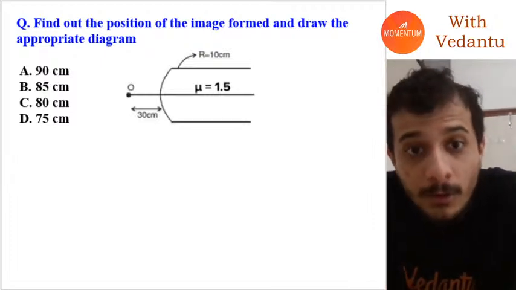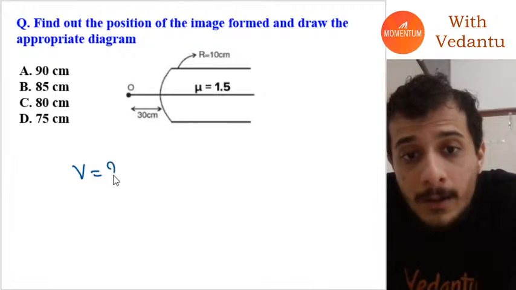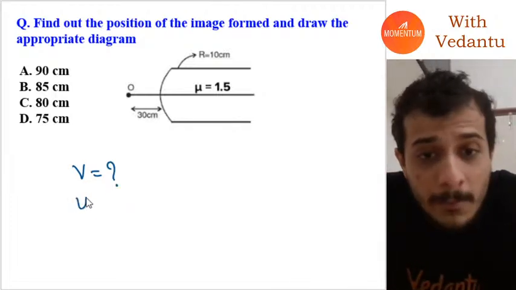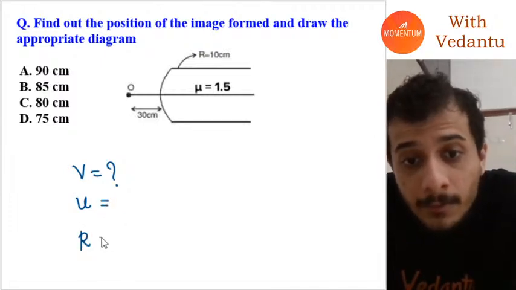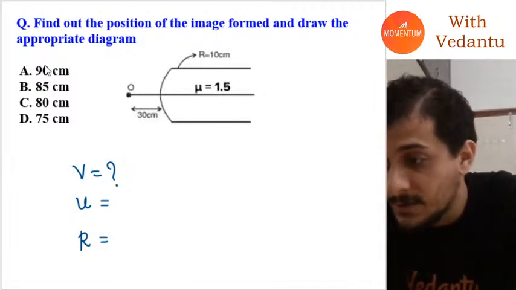First of all, how to solve this? In this case, I need to know where the image is. So I need to know the other two things: where will be the object, and what will be the radius of curvature? And for that, you need to know the sign conventions, guys.